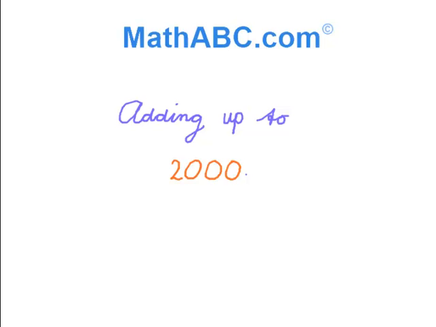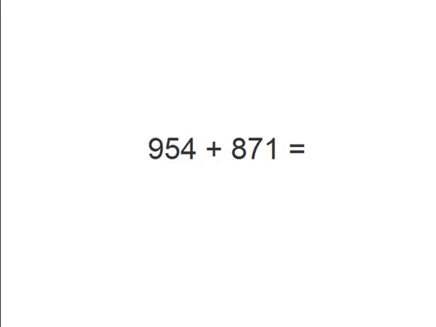Adding up to 2,000. We see here the problem 954 plus 871. Now for these problems, I will show you several ways how to solve them. Now it's up to you to pick which way works the best for you. So first, we are going to be adding and subtracting 1 to each of these different numbers.